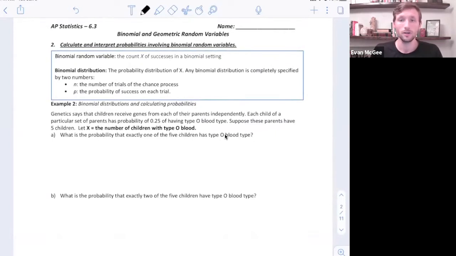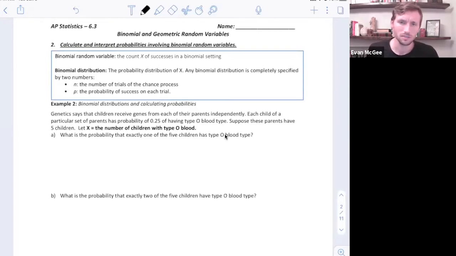There are two important things to know about a binomial distribution. It's the probability distribution of X. Any binomial distribution is completely specified by two numbers: n, the number of trials of a chance process, and p, the probability of success for each trial. Those are the two things that we need to know once we've determined it is a binomial setting.